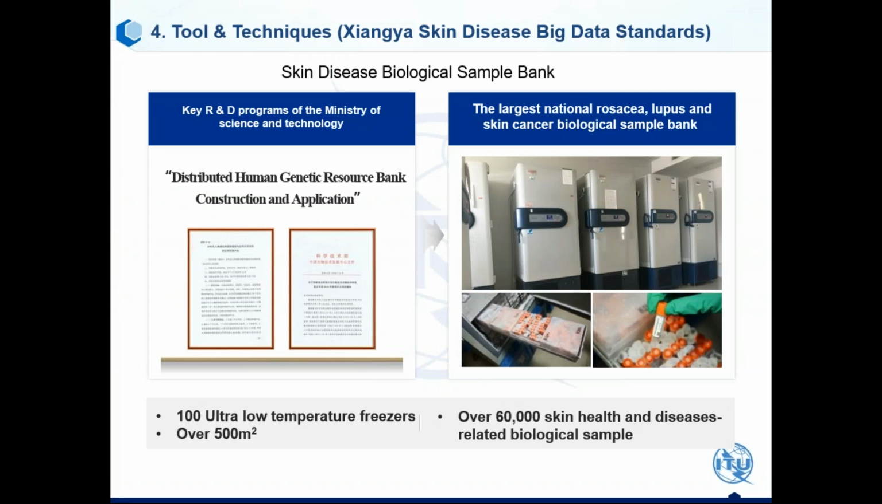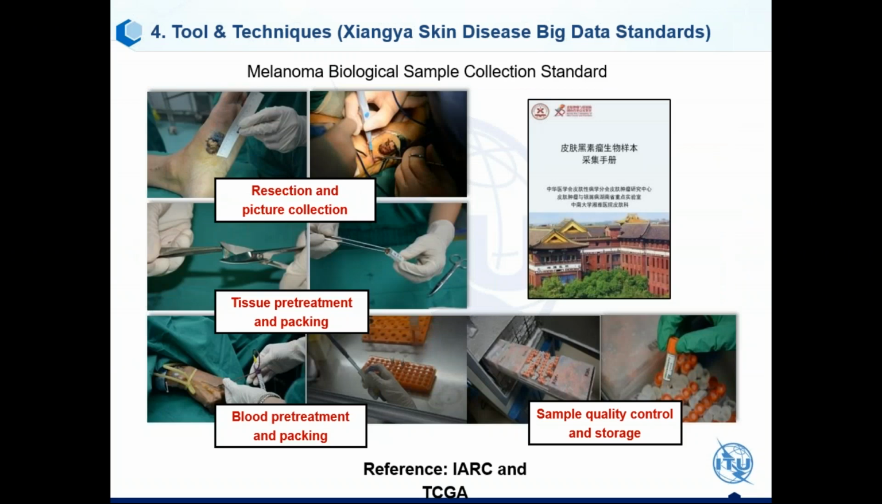And then we have the biological sample bank, which is important for our research. And this is a melanoma biological sample collection standard, and we try to standardize the full collection process, and then give out the specification if you want to get the image in our database, which is important because if you are talking about benchmarking, that's the starting point from the data source.